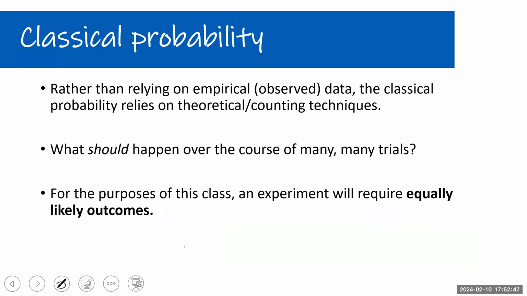Classical probability uses counting techniques and theory to say what should happen. So what should happen over the course of many, many, many trials? Just as a side note here, for the purposes of this class, we're going to say that an experiment requires equally likely outcomes. What I mean by that is it doesn't always have to be 50-50, but if you toss a coin, you're tossing the same coin every time.